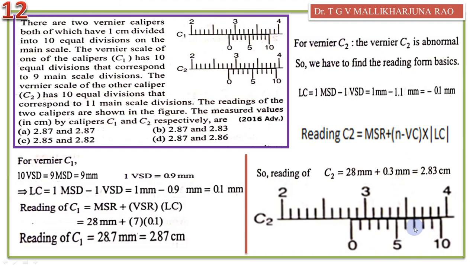At the same time, here also the 7th division in the vernier scale coincides with the main scale. That's why VC is 7. That means 10 minus 7 is 3. At the same time, here we take the magnitude of LC. It will be 0.1. 0.1 into 3 means 0.3. Finally, we get 2.83 centimeter. In this way we should solve this problem. It is one of the interesting problems.